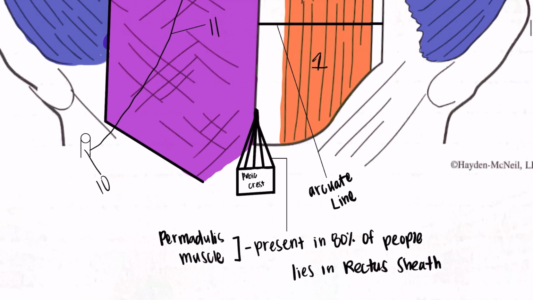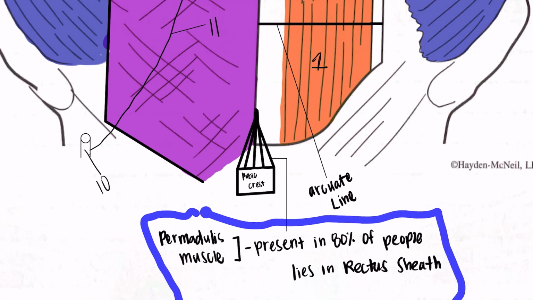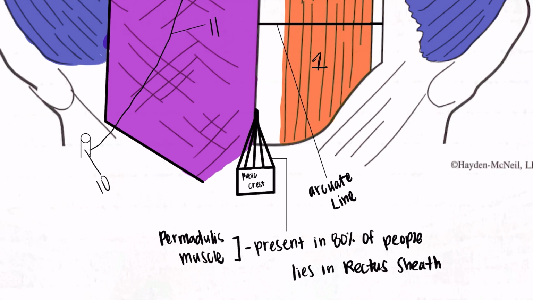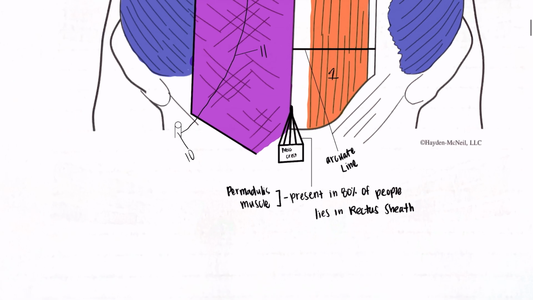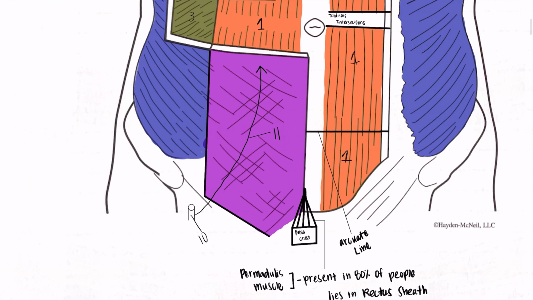Our pubic crest that we learned in the earlier videos is sitting right here, and we have a muscle that sits right there. This is going to be our pyramidalis muscle, and it's present in 80% of people, and it lies within the rectus sheath. We'll talk about what the rectus sheath is in a later video.